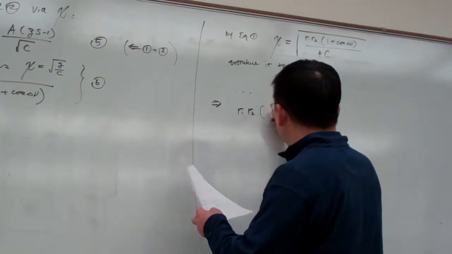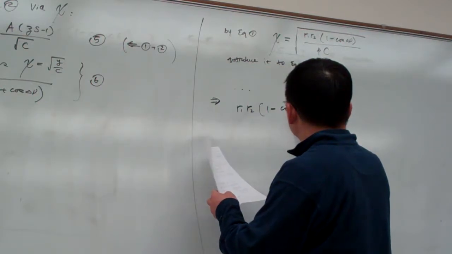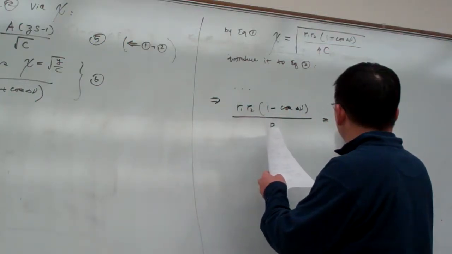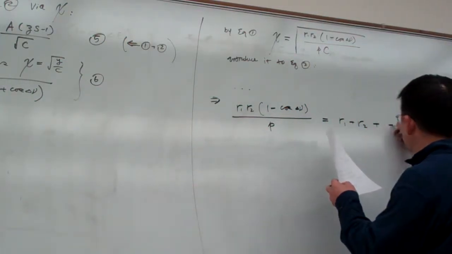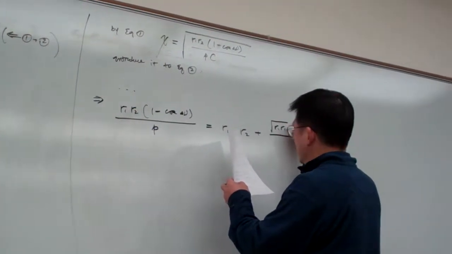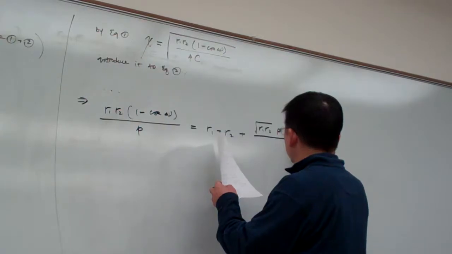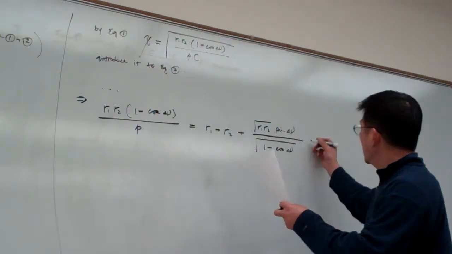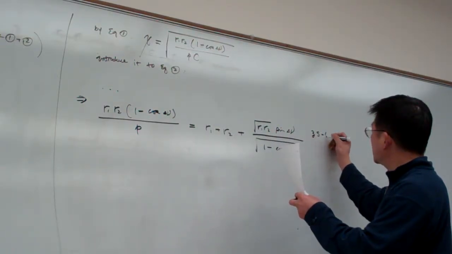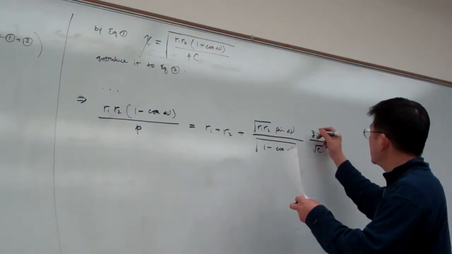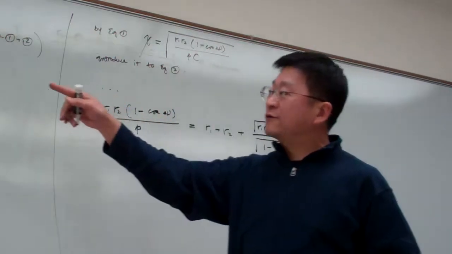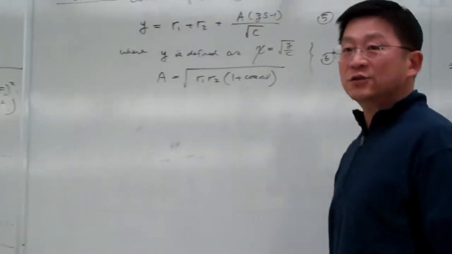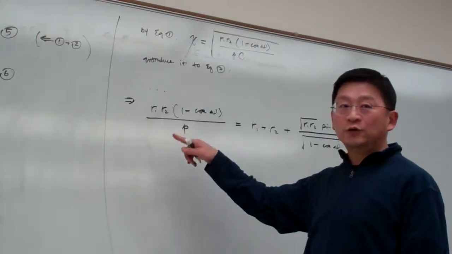So R1, R2 times 1 minus cosine theta nu P will be equal to R1 plus R2 plus R1, R2 sine theta nu and 1 minus cosine theta nu and Z as minus 1 divided by square root of C. Okay, so after we rearrange, we got this result. Under this situation, again, this is a combination of equations 1 and 2.